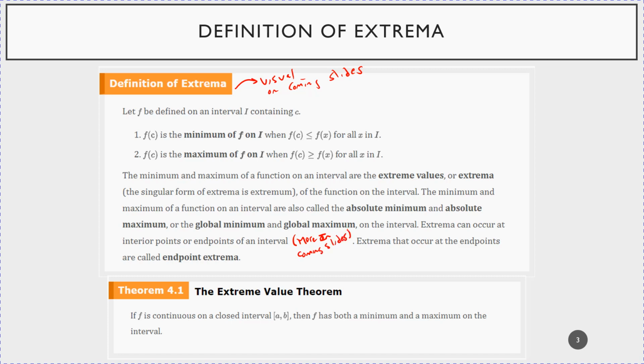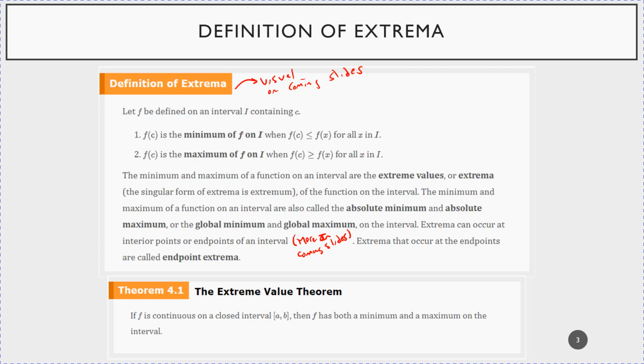Extrema that occur at endpoints are called endpoint extrema. This will all make sense when you see the first example I'm going to walk us through. Then we have what's called the extreme value theorem. It goes: if f is continuous on a closed interval from a to b, then f has both a minimum and a maximum on the interval. The extreme value theorem is an existence theorem. It just says something exists, and doesn't tell you how to find it.